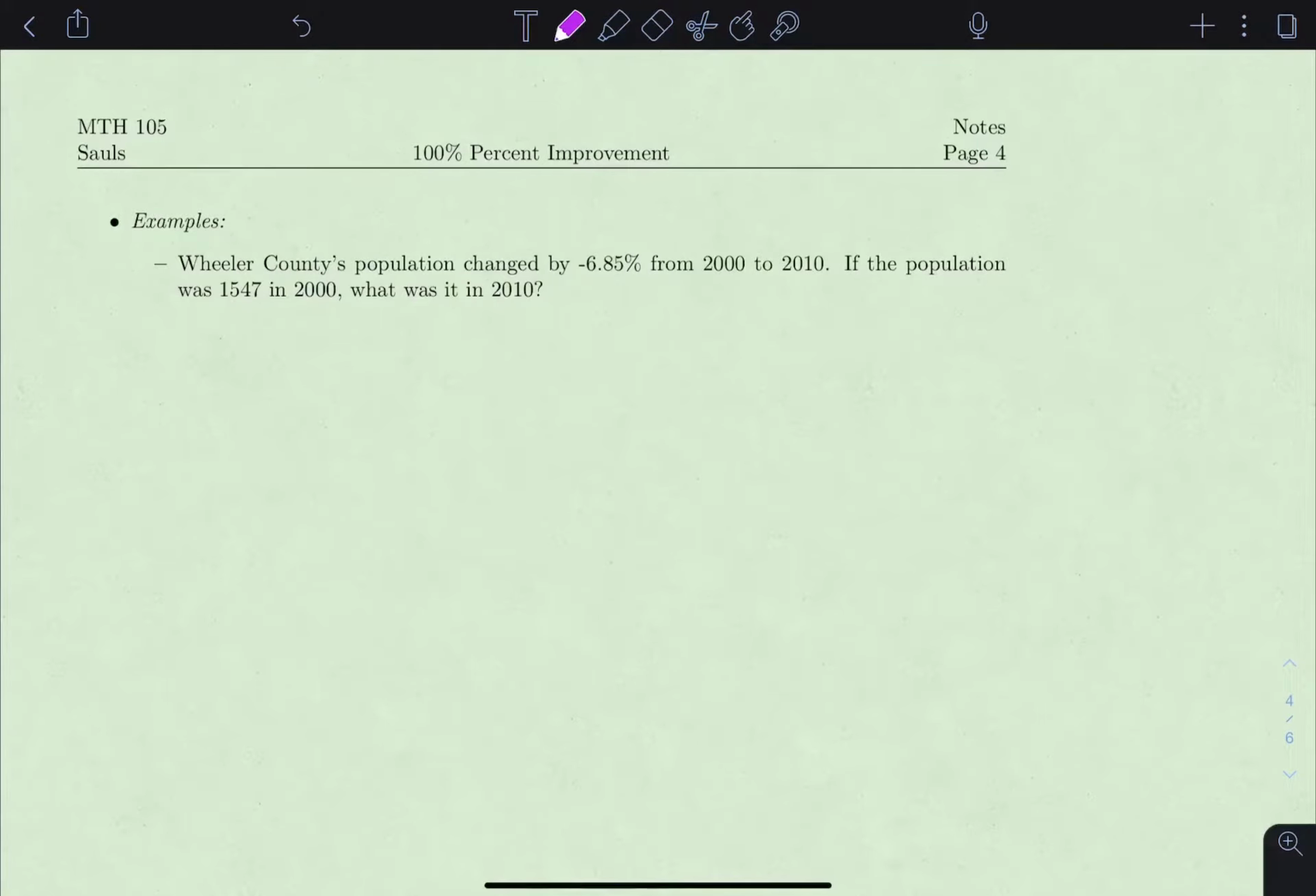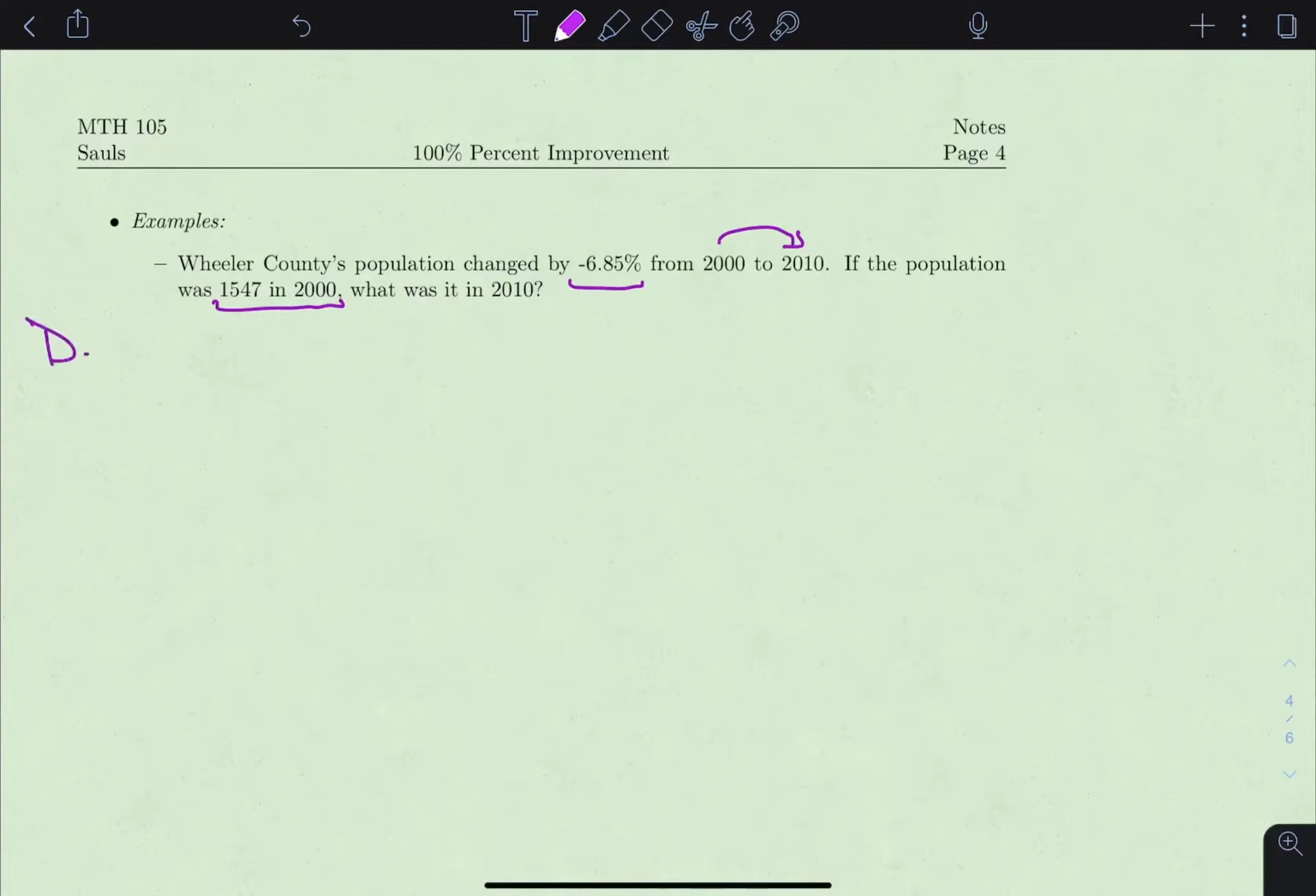Welcome. This is page 4 of the percents notes, and our first example here is going to be about a county's population that is changing by a negative percent. So in the previous video, we were like, oh, that must mean the population went down. So let's just do that within an example. So we have Wheeler County, we have a percent change, it's negative 6.85%. That's happening over the course of these 10 years, and we have an initial population in 2000.